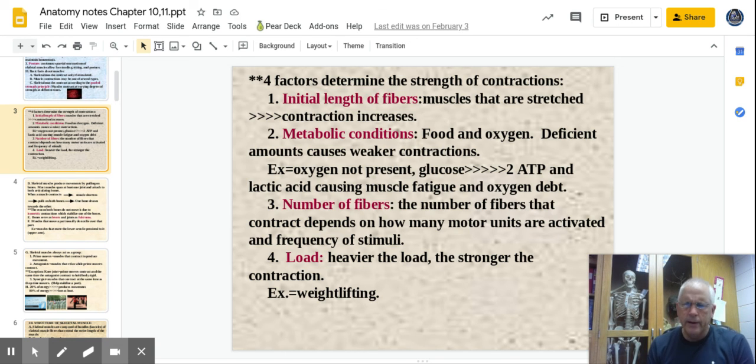Okay. Metabolic conditions, pretty obvious: food and oxygen.